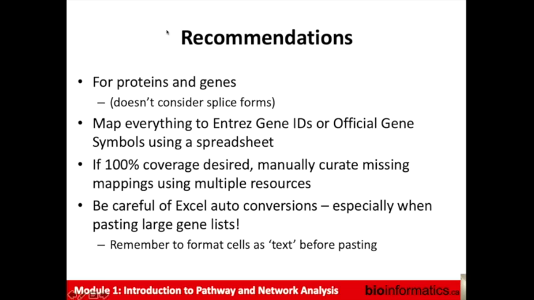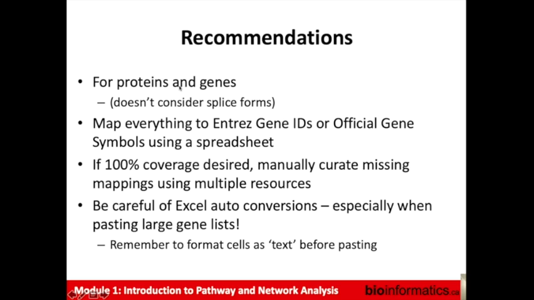So the general recommendations when working with gene lists for proteins and genes is to map everything to Entrez gene IDs or official gene symbols, using a spreadsheet to make sure it's all working correctly. If you want to reach 100% coverage, you might need to manually curate missing mappings using multiple resources, and be very careful of Excel auto conversions, especially when you're pasting a large gene list, because you don't see all of the conversions that are happening off screen. So it's important to remember to format cells as text before pasting, or paste as text.